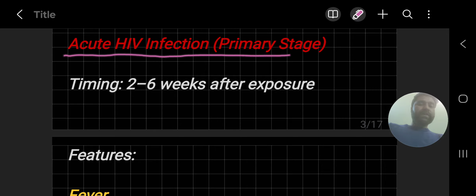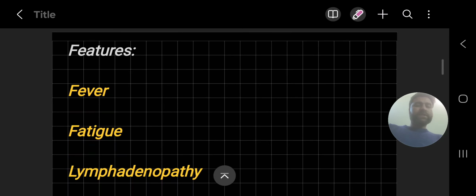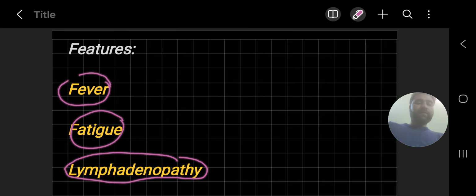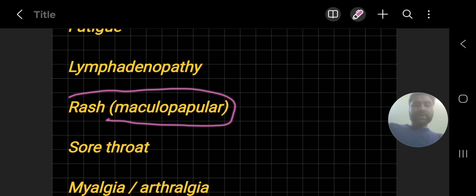Acute HIV infection, that is the primary stage. It has 2 to 6 weeks of duration after exposure, and the features are fever, fatigue, non-tender generalized lymphadenopathy. Your lymph nodes are swollen. Maculopapular rash appears that is generalized, may be present all over the body.